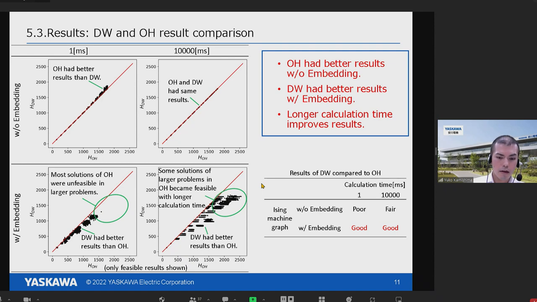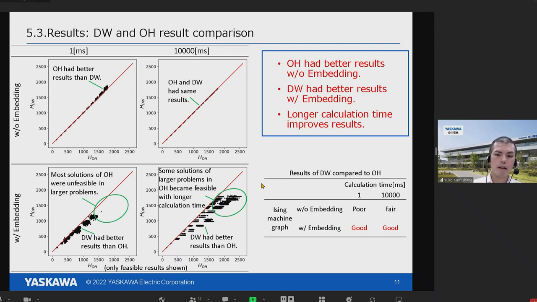So we can see that one-hot encoding had better results without embedding. And when the calculation time is 1 millisecond, we can see that one-hot encoding had better results than domain wall encoding. And we can also see that domain wall encoding had better results with embedding. So in the figures below, we can see that domain wall encoding had better results than one-hot encoding.